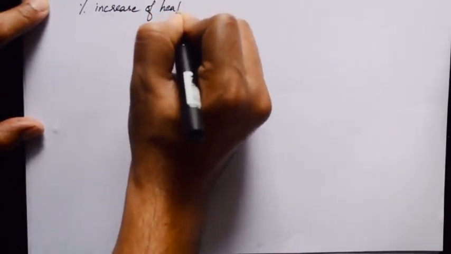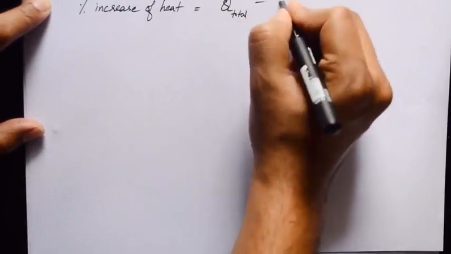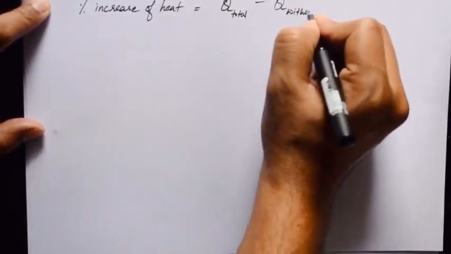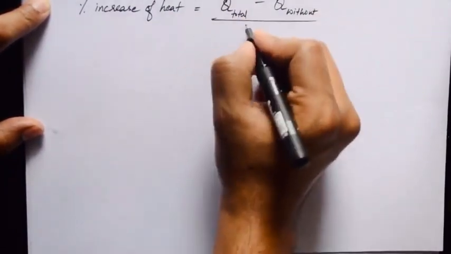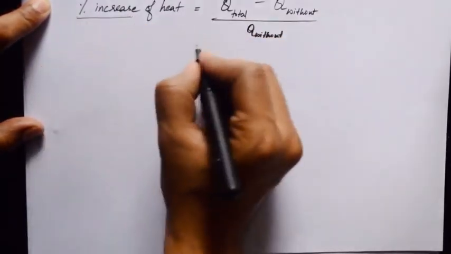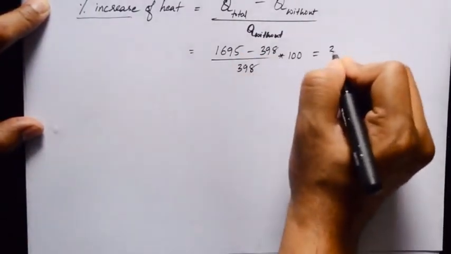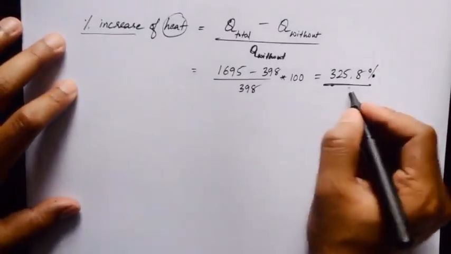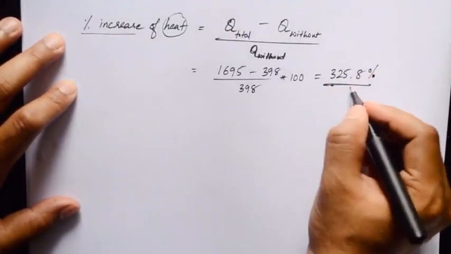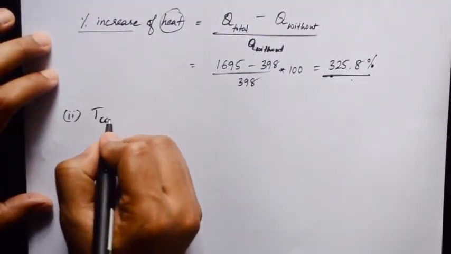Therefore, the percentage increase in heat transfer because of the presence of fin can be calculated as the amount of heat transferred when the fins are present, that is Q total, minus the amount of heat transferred when there was no fin, divided by the amount of heat transferred without the fin, which will give us the percentage of increase in heat transfer. So due to the presence of fins, there is an increase in heat transfer by 325.8%.